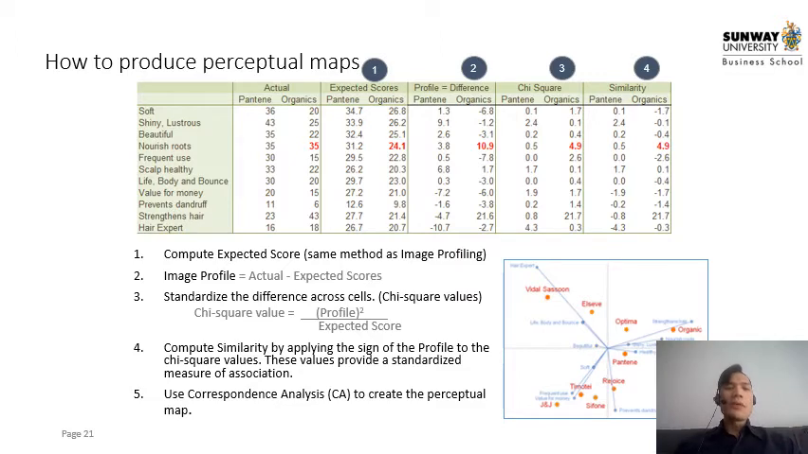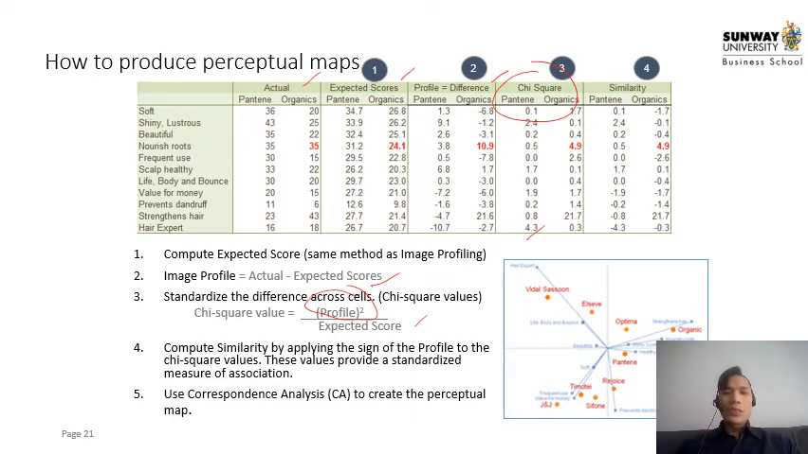Now, if we were to produce a perceptual map, as I mentioned to you just now, we have got the actual rating, the expected scores, and also the profile differences. Now, what we can do is calculate what we call the chi-square. Now, the chi-square is just basically the standardized difference across the cells. So, if you were to take the profiles, which is the differences, these profiles we square it and then we divide it over the expected score and we will get the chi-square scores.